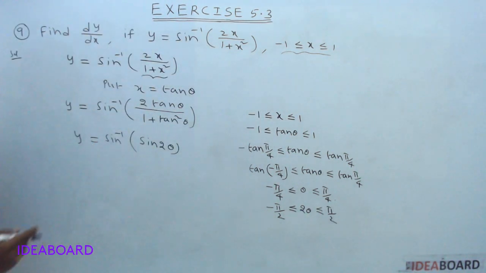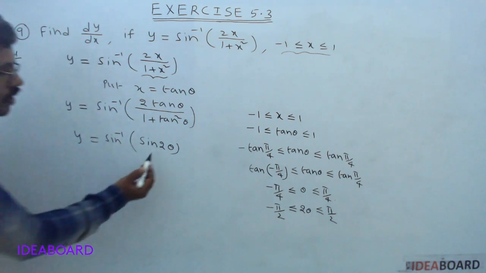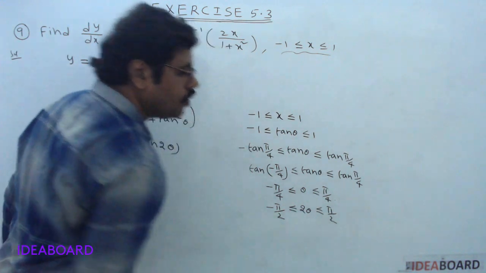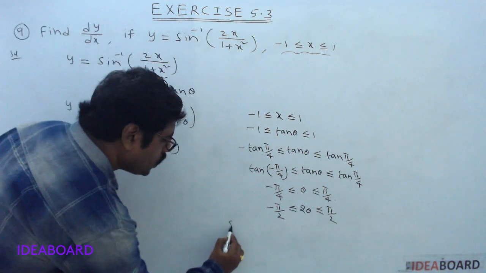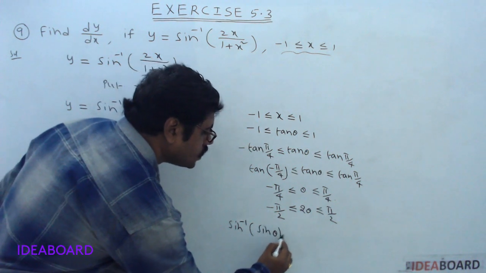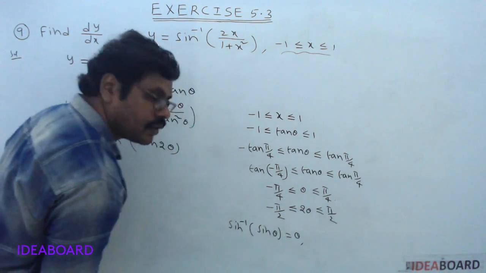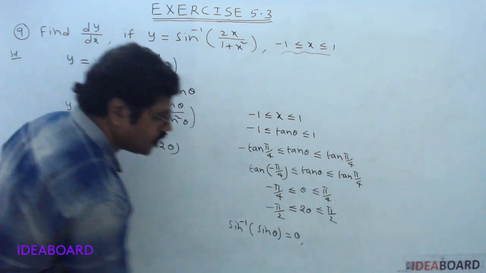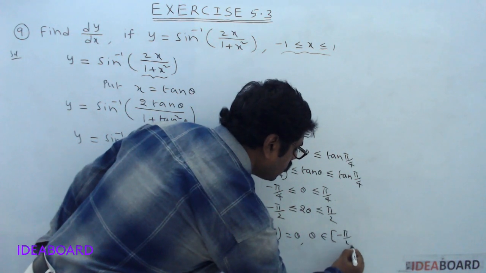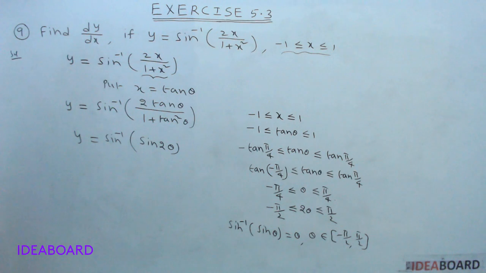Now come to our problem. Sine inverse of sine 2 theta. Now the 2 theta value lies between minus pi by 2 and plus pi by 2. We know that sine inverse of sine theta is equal to theta when theta belongs to the range of sine inverse, that is, theta belongs to the closed interval minus pi by 2 comma plus pi by 2.